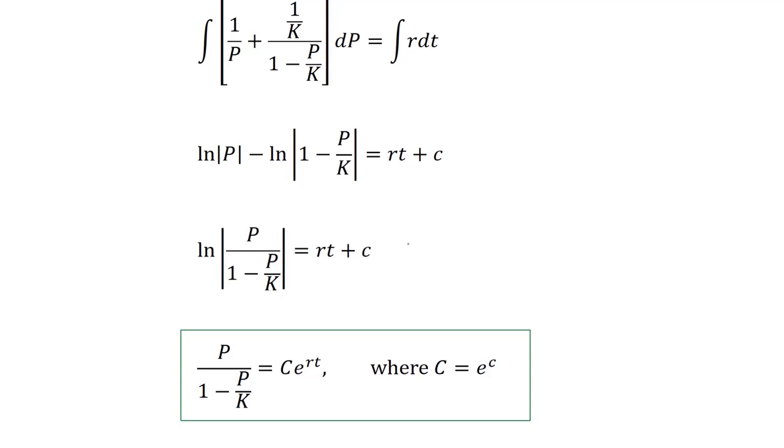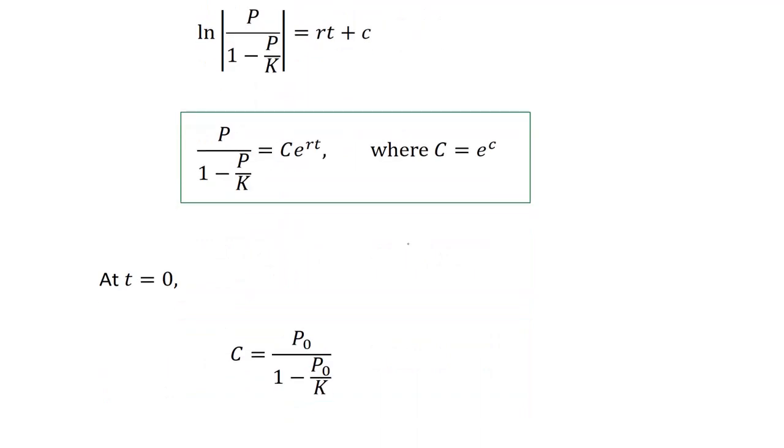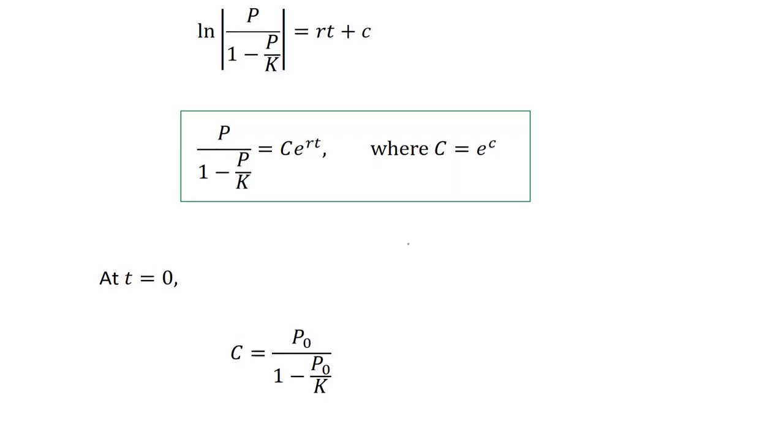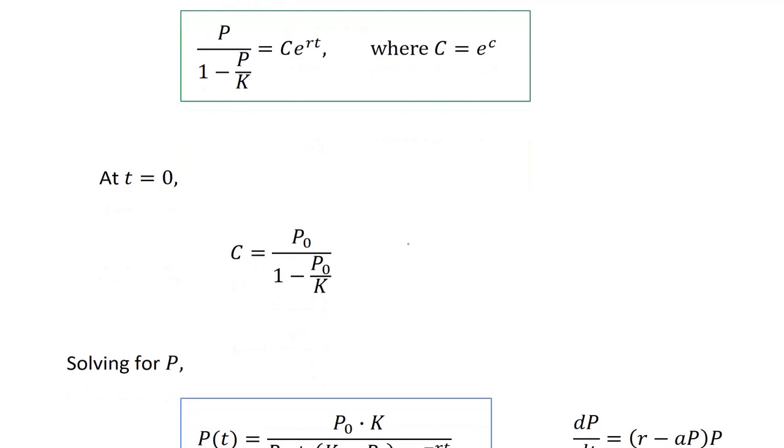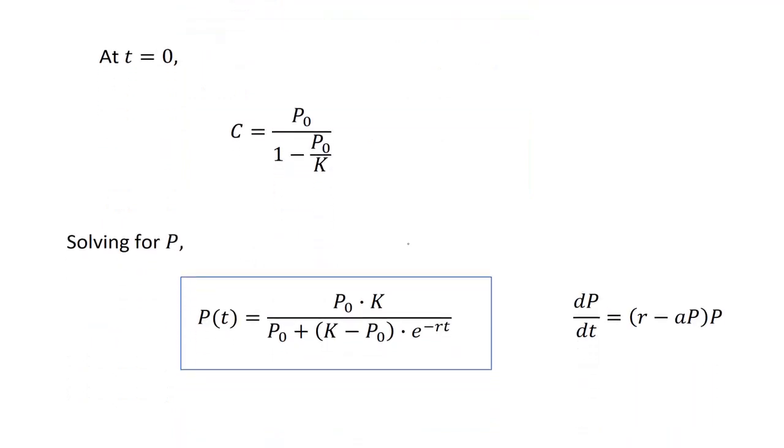And what I need to do next is solve for c. So I substitute t equals 0. By substituting t equals 0, I have p naught over (1 minus p naught over k). And it's going to take a little bit of algebra, and I'm not going to bother going through all of the steps now. But when I solve for p, this is the solution that I obtained. Now, remember, this is the solution to the differential equation you see here on the right. And when we graph this for any particular p naught, what we get is the logistic function.